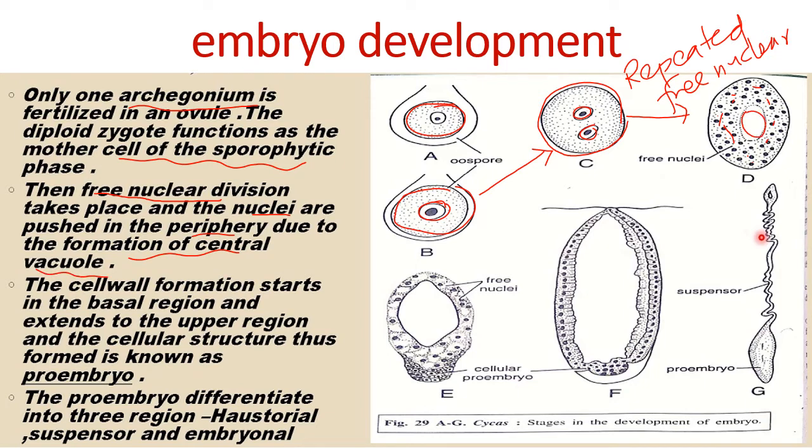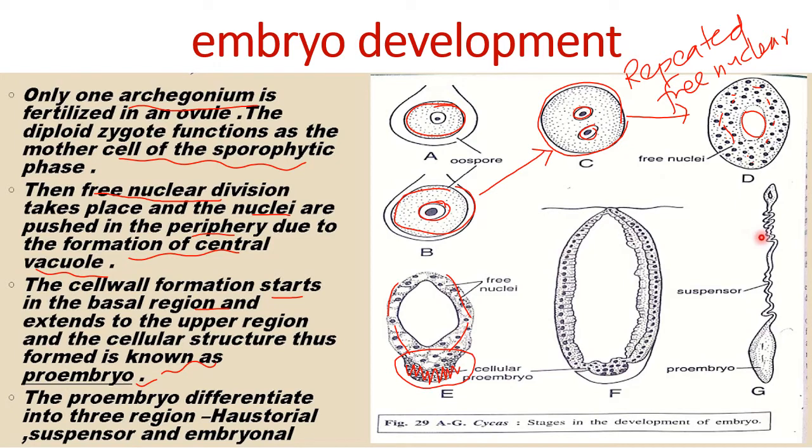Now see what happens next. The cell wall formation starts in the basal region. So in the basal region the development of cell wall is started, here you can see, and extends to the upper region. Later on, cell division starts in the upper region also. Then the cellular structure thus formed is known as proembryo. This structure is called a proembryo.